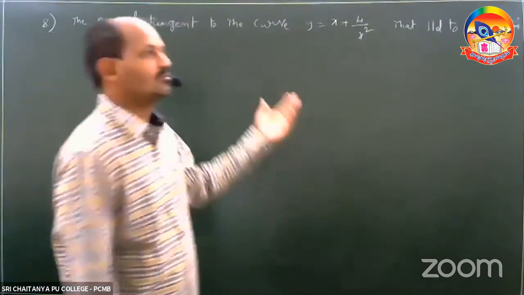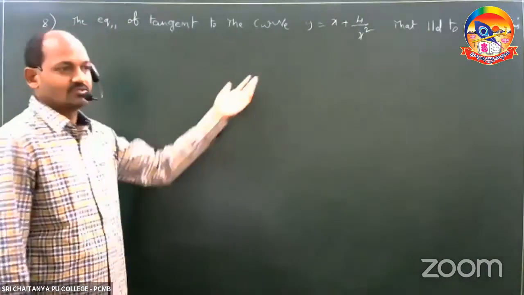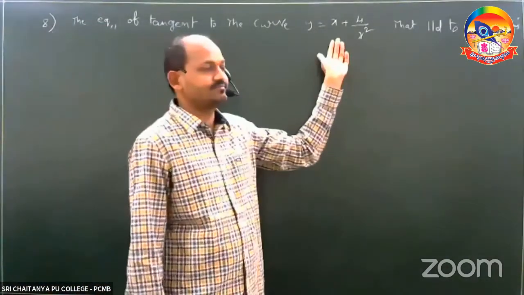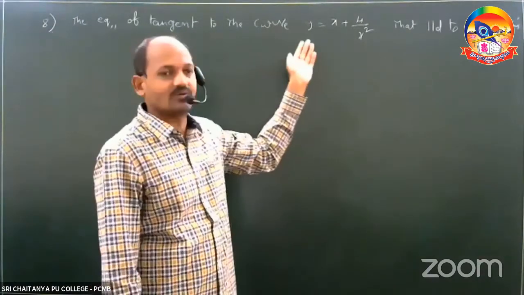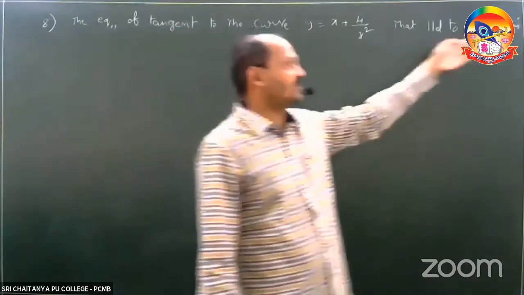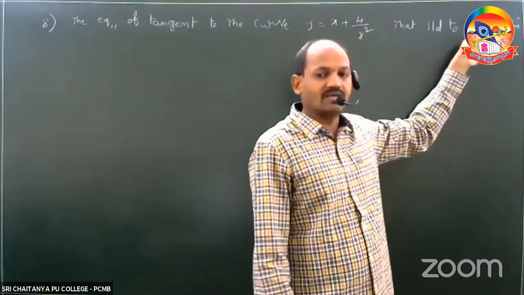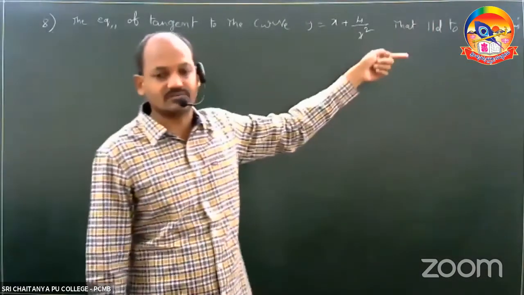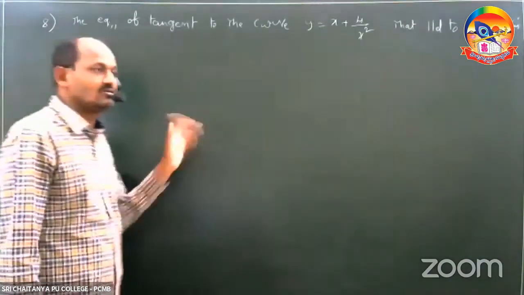Then we get point x comma y. So first to find the derivative of the given curve. Then dy by dx is equal to 0. Why do you consider dy by dx is equal to 0? It is parallel to x-axis. Parallel to x-axis means slope is 0. That means dy by dx is equal to 0.